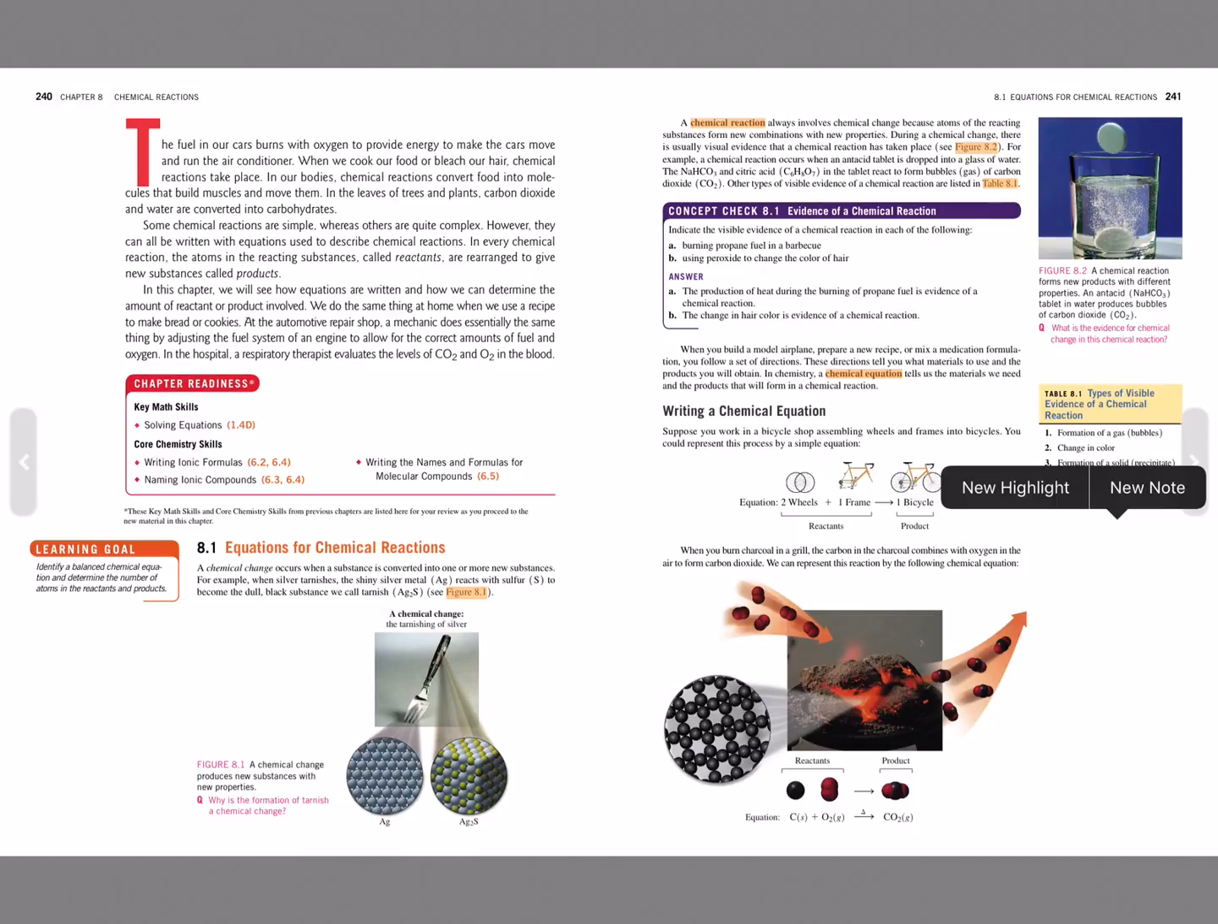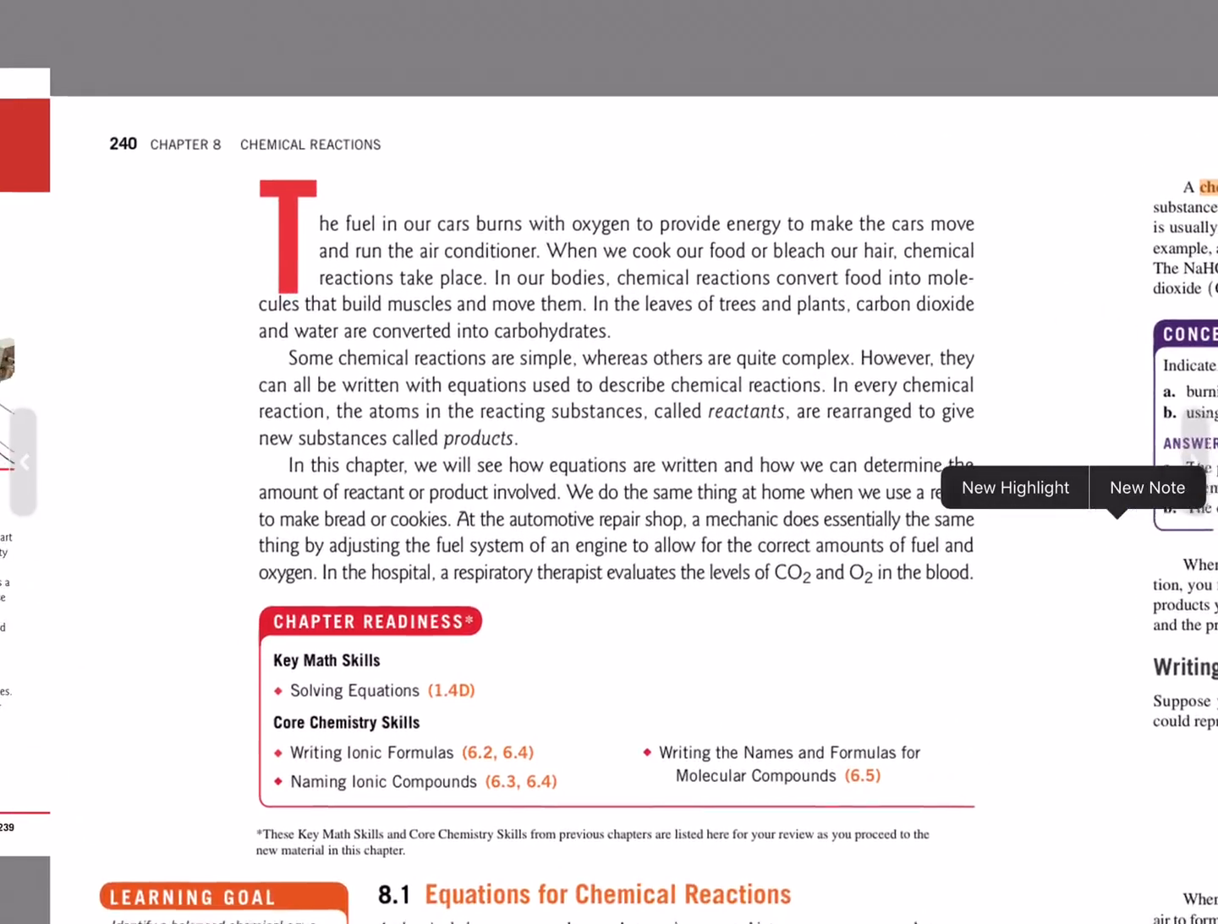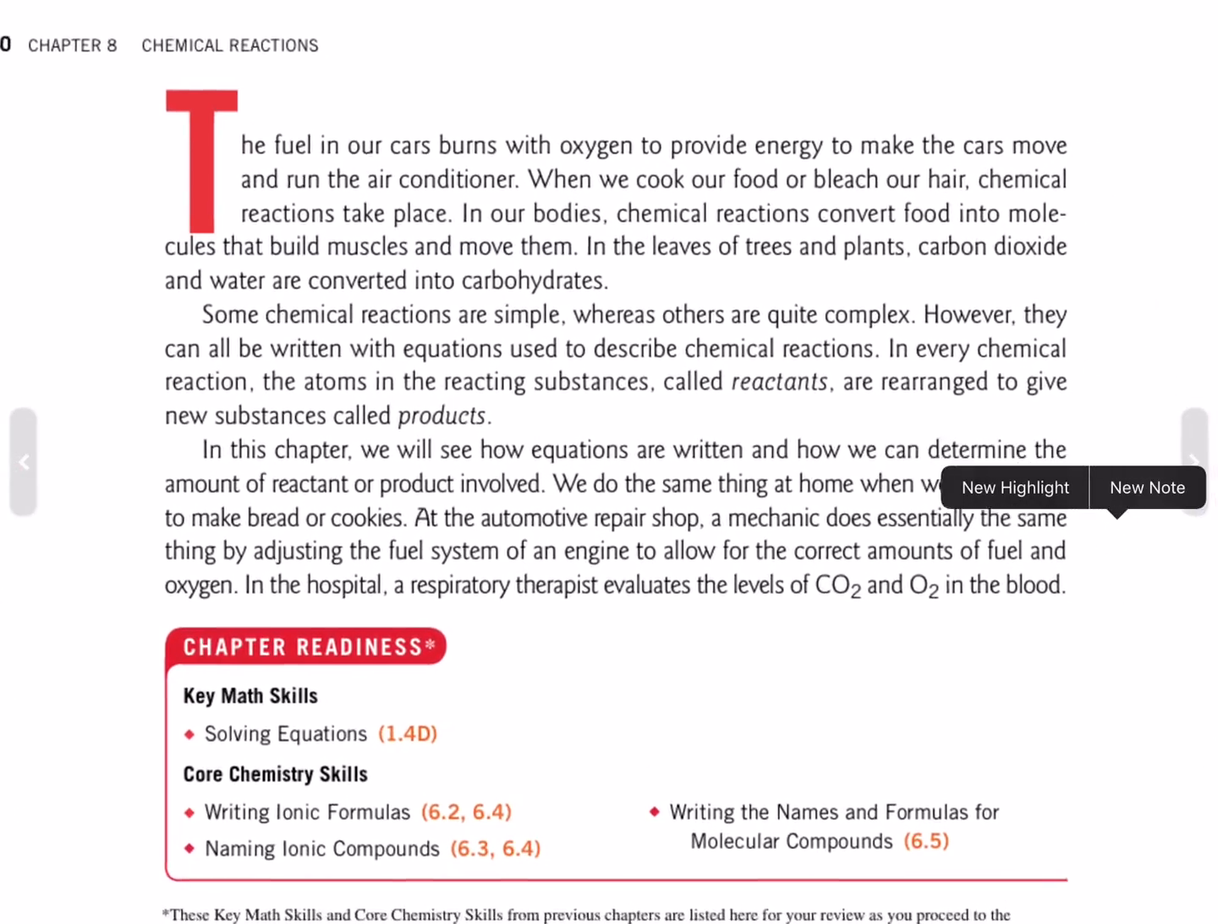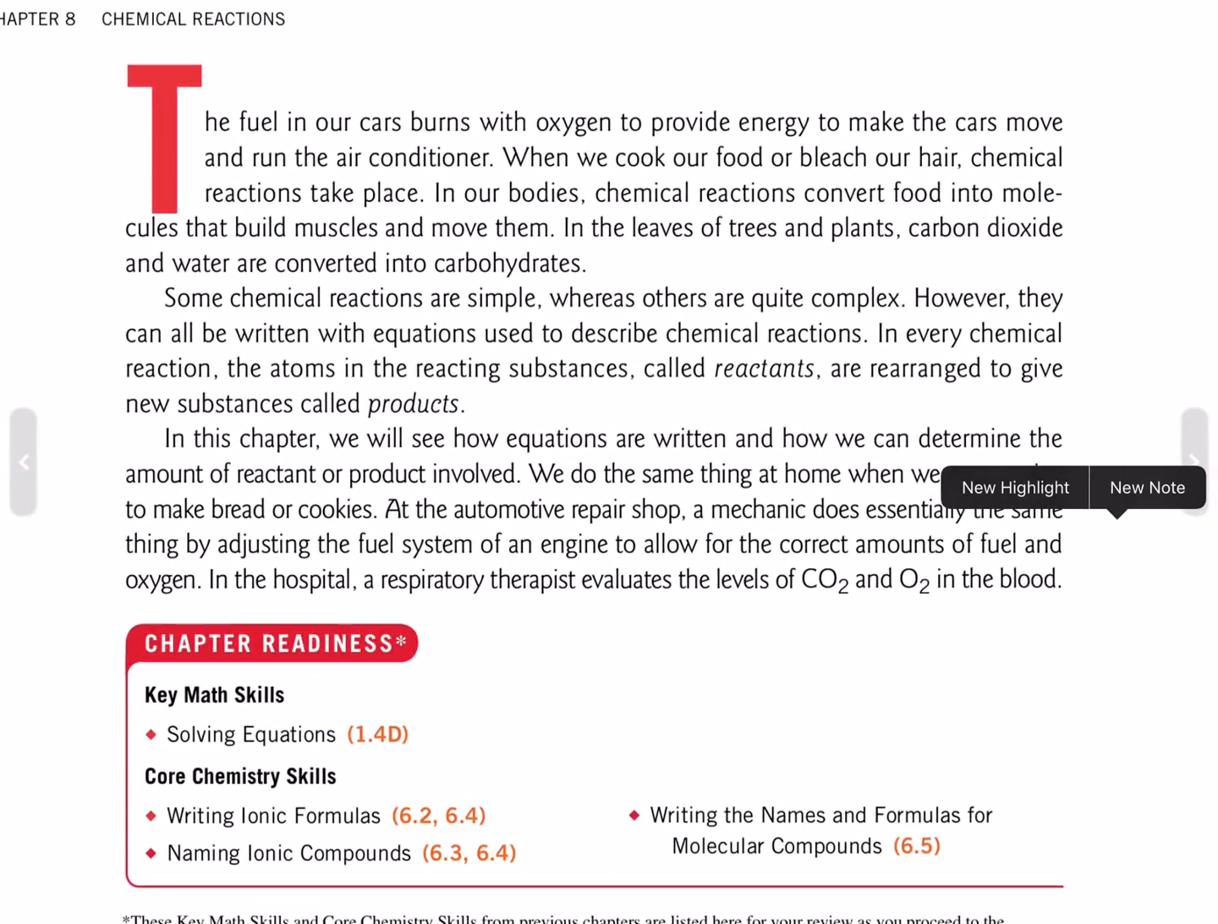Chapter 8 Chemical Reactions. The fuel in our cars burns with oxygen to provide energy to make the cars move and run the air conditioner. When we cook our food or bleach our hair, chemical reactions take place. In our bodies, chemical reactions convert food into molecules that build muscles and move them. In the leaves of trees and plants, carbon dioxide and water are converted into carbohydrates.